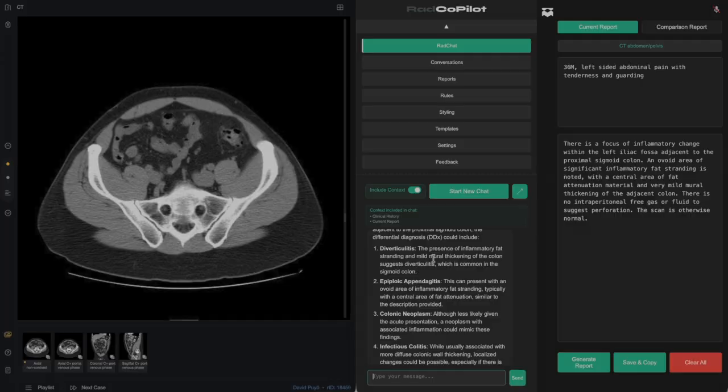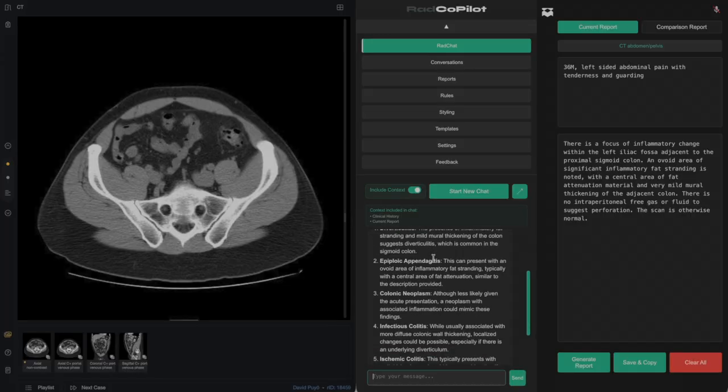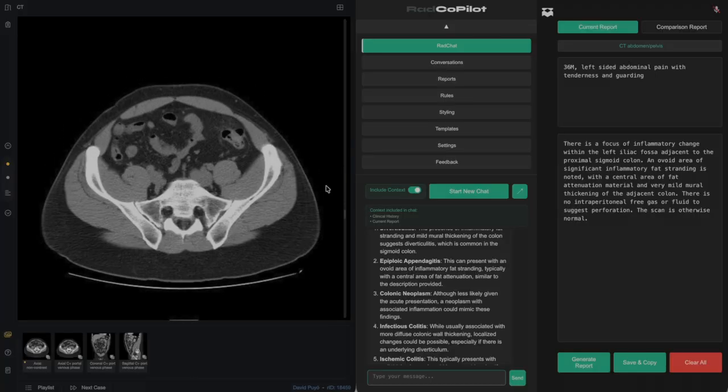Certainly it would be a key thing to exclude in this case, but I actually am more in line with the second option here, which is epiploic appendagitis. And it's really, really important to think of other possibilities when the primary differential or the first thing you want to be excluding doesn't quite make sense.